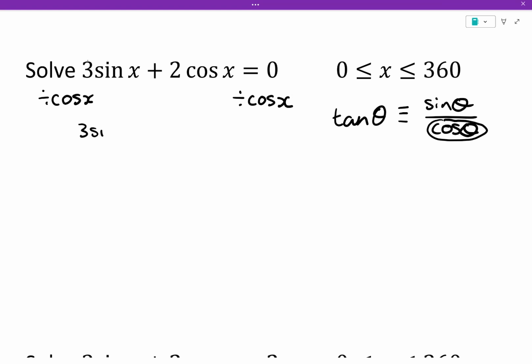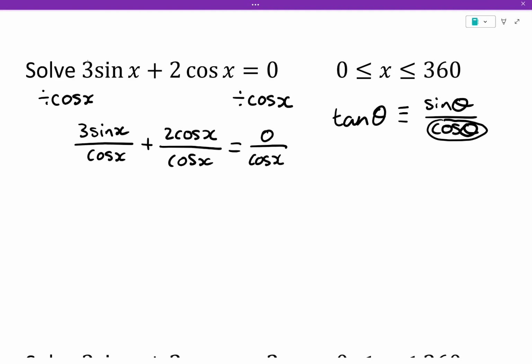So we would get 3 sine x over cos x plus 2 cos x over cos x. And then on the other side, we'd have 0 divided by cos x. Now this first fraction is where we can make use of the identity because we've got sine x over cos x, so I know that's going to become 3 tan x. Then in our next fraction, we have a cos x over a cos x, which will cancel, so we're just left with 2. And on the right hand side, 0 divided by any non-zero value would just be 0, so that's not going to change.